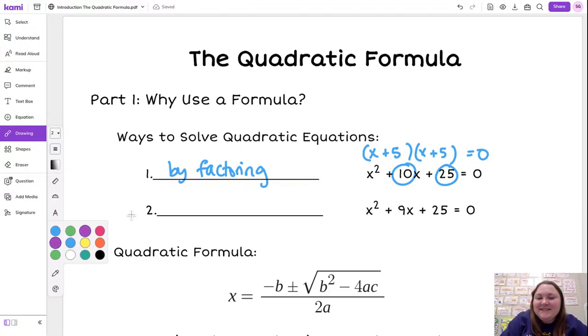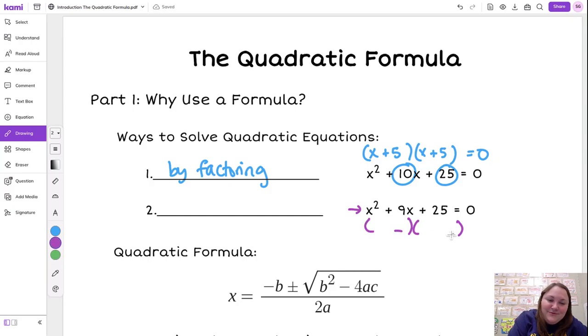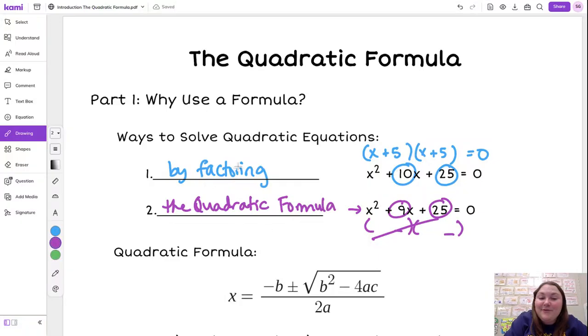The problem is, sometimes you have quadratic equations like this one here that you can't factor. There are no two numbers that multiply to give you 25 and combine to give us 9. So we can't solve by factoring. This is when you would want to solve by using the quadratic formula. The quadratic formula will work for every equation.